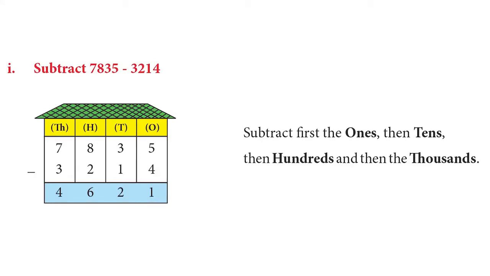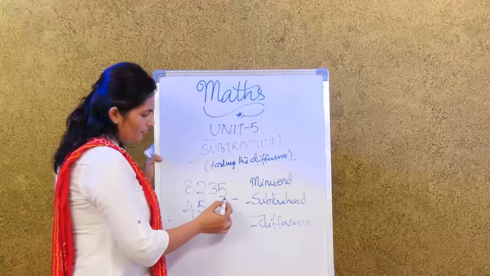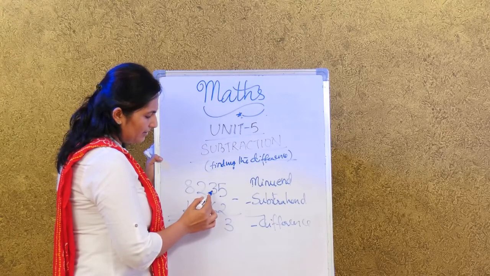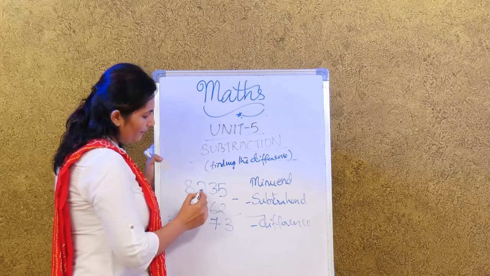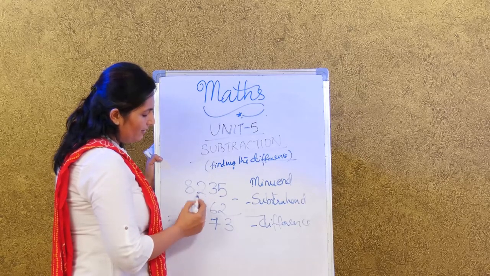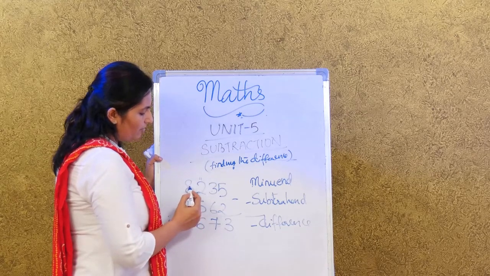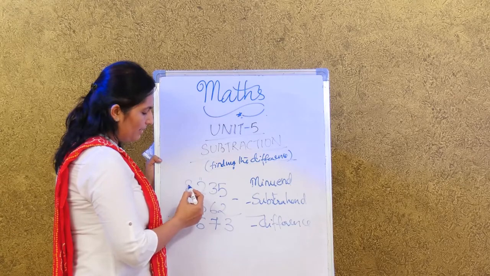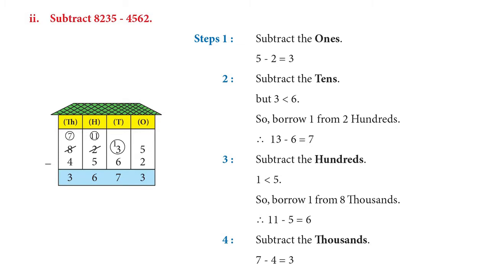Now, how about trying another one? 8,235 minus 4,562. 5 minus 2 is 3. Here 3 is smaller than 6, so we have to borrow. 13 minus 6 is 7. Here we have borrowed, so it's only 1. 1 is smaller than 5, so again we borrow from here. This becomes 11. 11 minus 5 is 6. Since we've already borrowed from here, here is one number less. So 7 minus 4 is 3. So 3,673 is our answer.